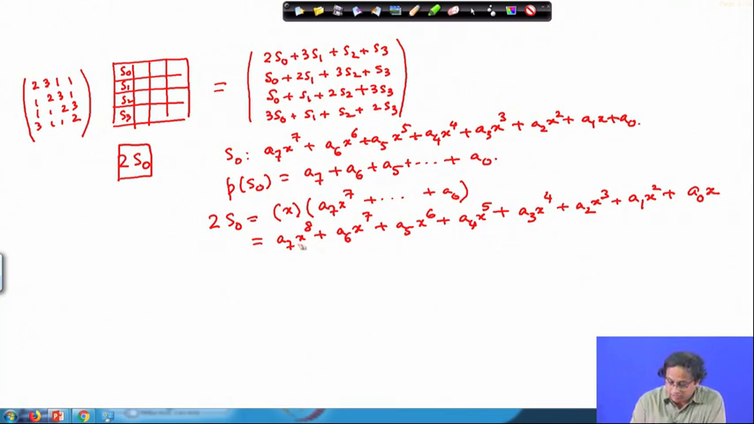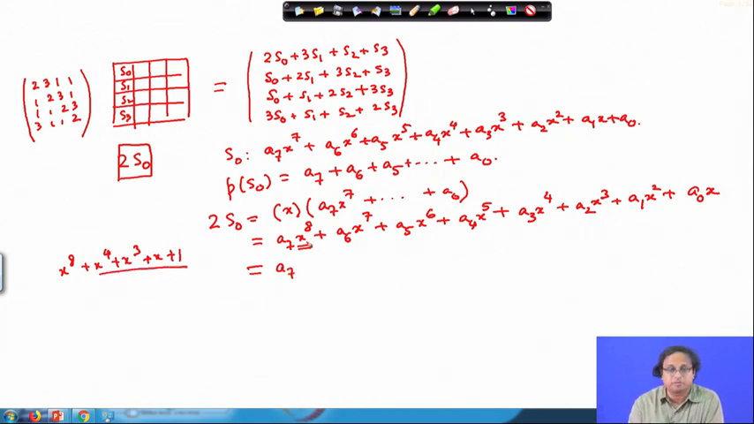So, now remember that this x to the power of 8 has to be reduced, and our polynomial was x^8 + x^4 + x^3 + x + 1. So, what we will do is substitute x^4 + x^3 + x + 1 in place of x^8, and that will leave us with this.